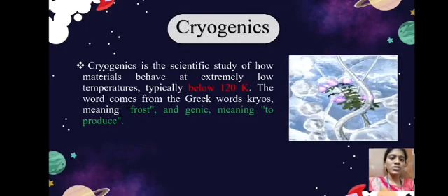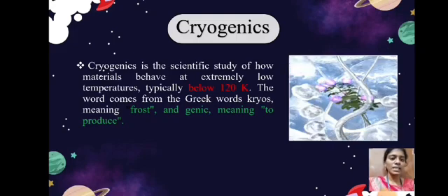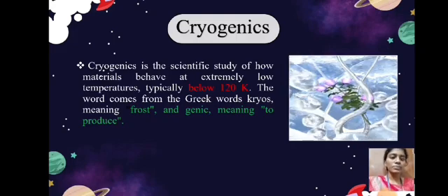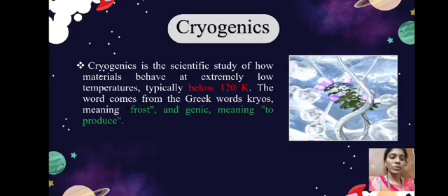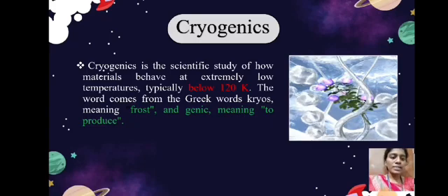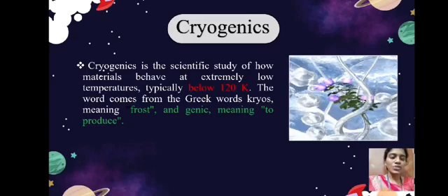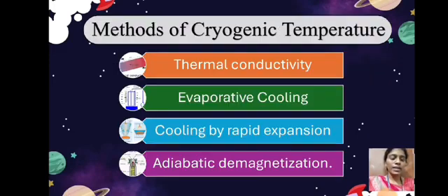First, cryogenic technique is the scientific study of how materials behave at extremely low temperatures, typically below 120 Kelvin. Cryo is derived from a Greek word meaning frozen, and genic means to produce. Then, what are the methods of cryogenic temperature?